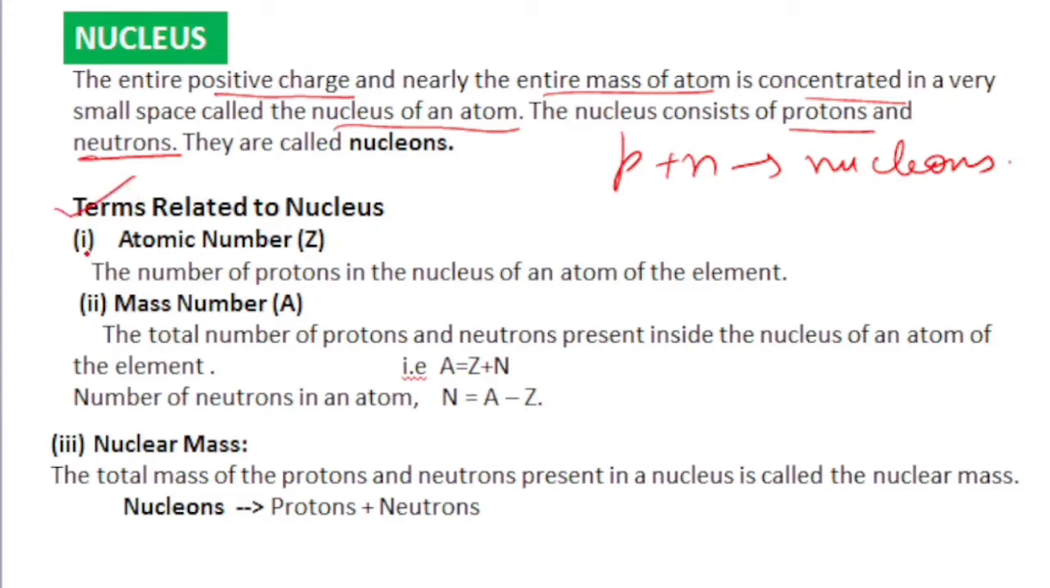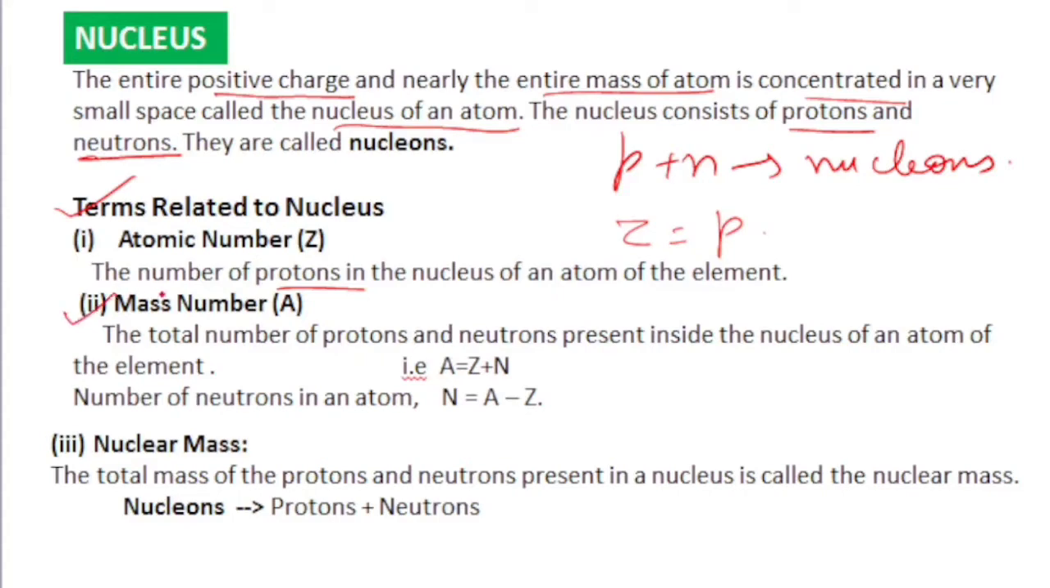Now, different terms related to the nucleus. First one is atomic number. What is this atomic number? It is represented by capital Z. It is the number of protons in the nucleus of an atom of the element. What is the number of protons present in the nucleus of any particular atom of an element? That is called atomic number. So you can say atomic number is equal to number of protons, right?